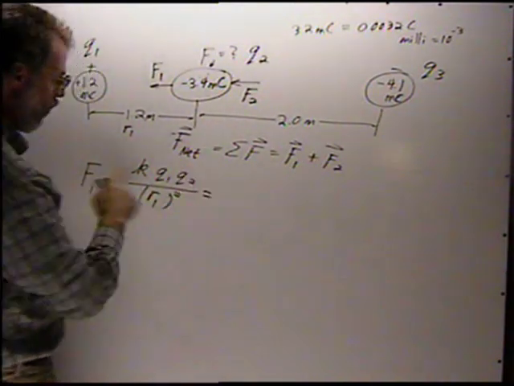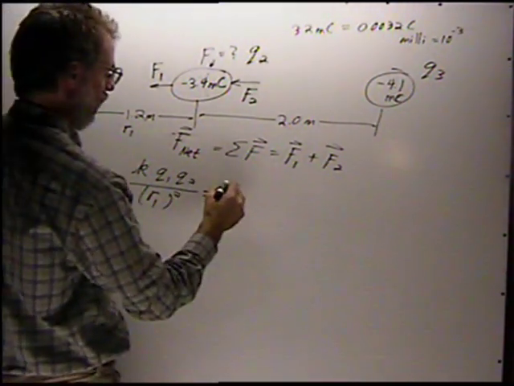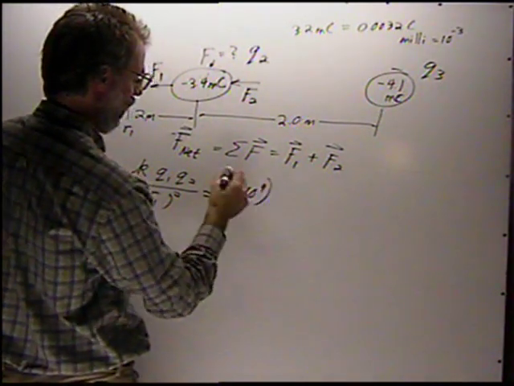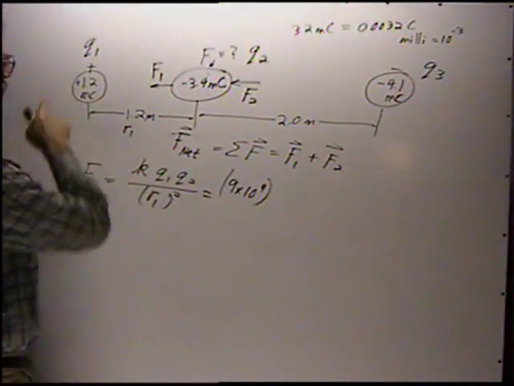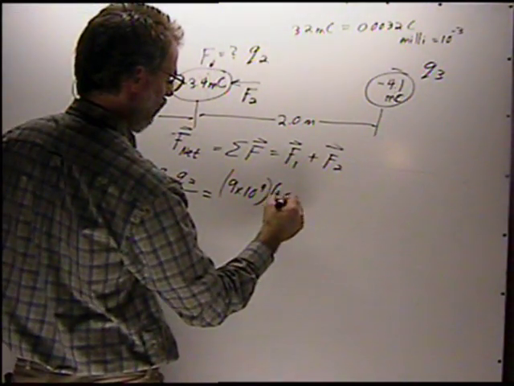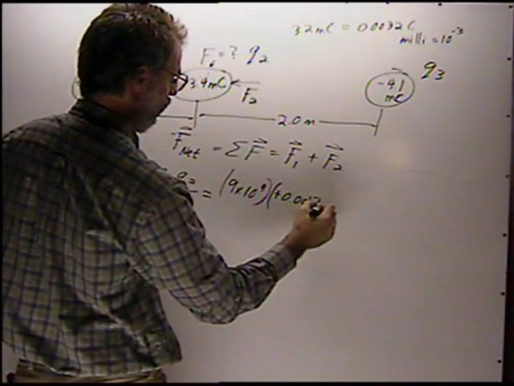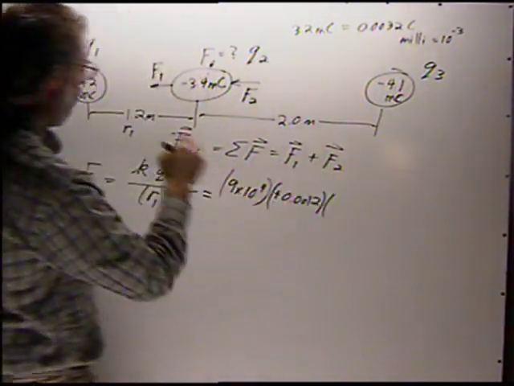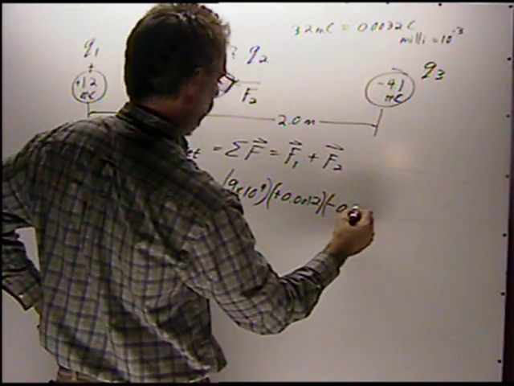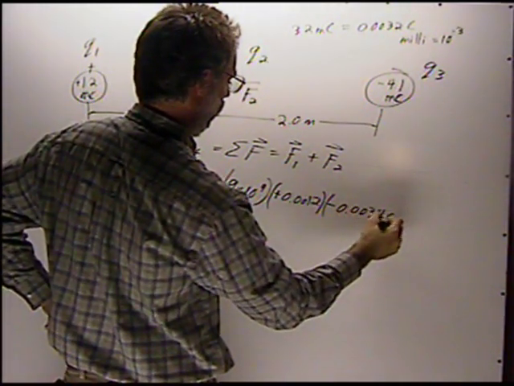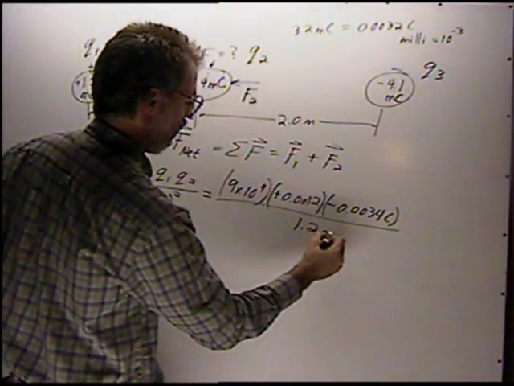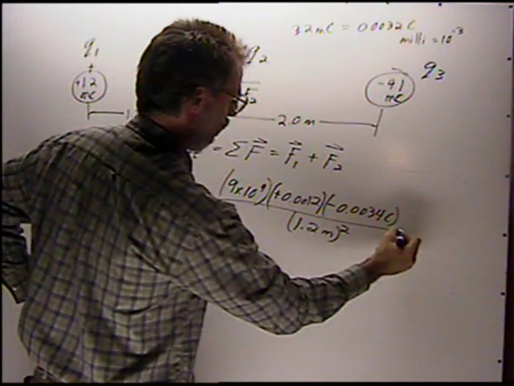Okay, so we would just put the charges in. K is 9 times 10 to the 9th. I'll leave the units off for now. We have Q1 is plus 0.0012 coulombs. Charge 2 is minus 0.0034 coulombs. Divided by R squared, 1.2 meters squared.